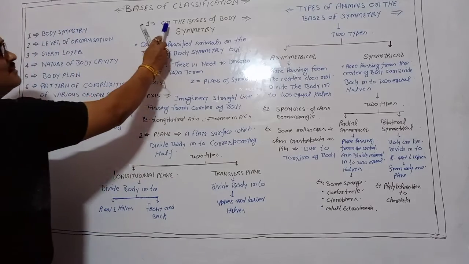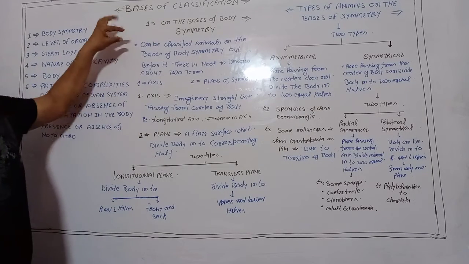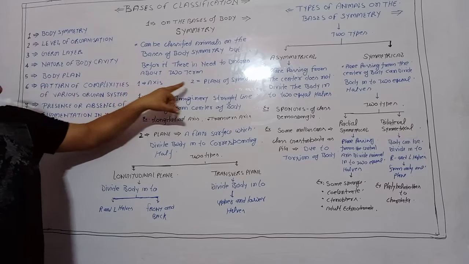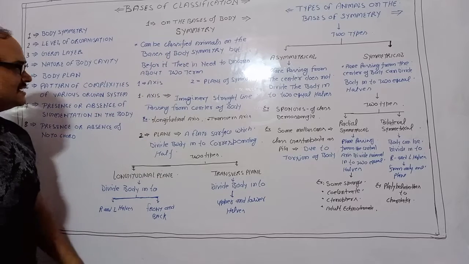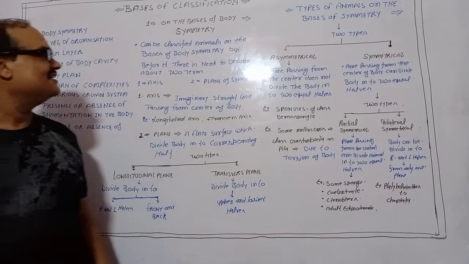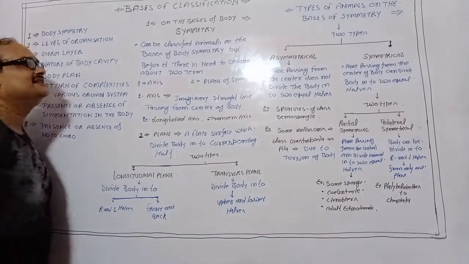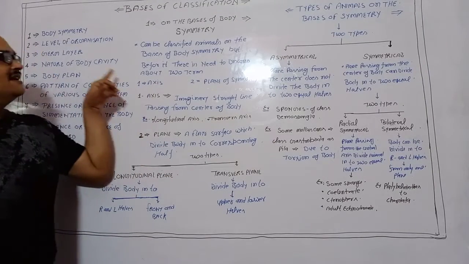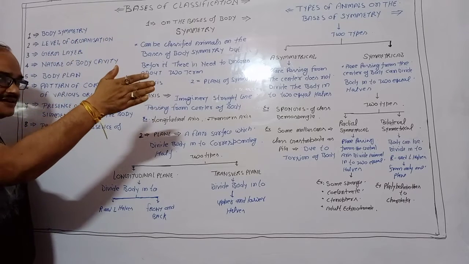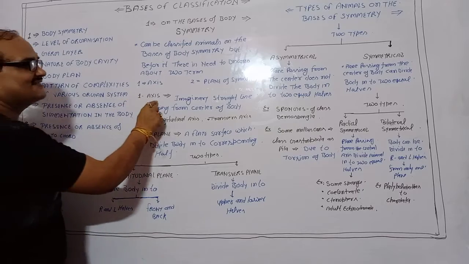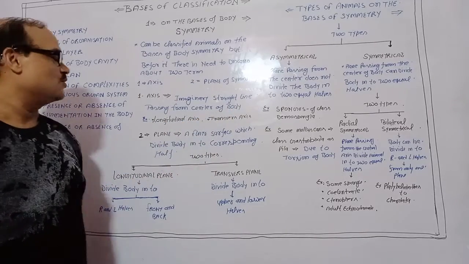On the basis of body symmetry, if we are going to discuss it, there is a need for 2 points: first, axis, and second, plane of symmetry. Animals can be classified on the basis of body symmetry, but before that there is a need to discuss these 2 points, axis and plane of symmetry. These 2 points are not very difficult but very important. So what is an axis? It is an imaginary straight line passing through the center by which we cut the animal into 2 equal halves.